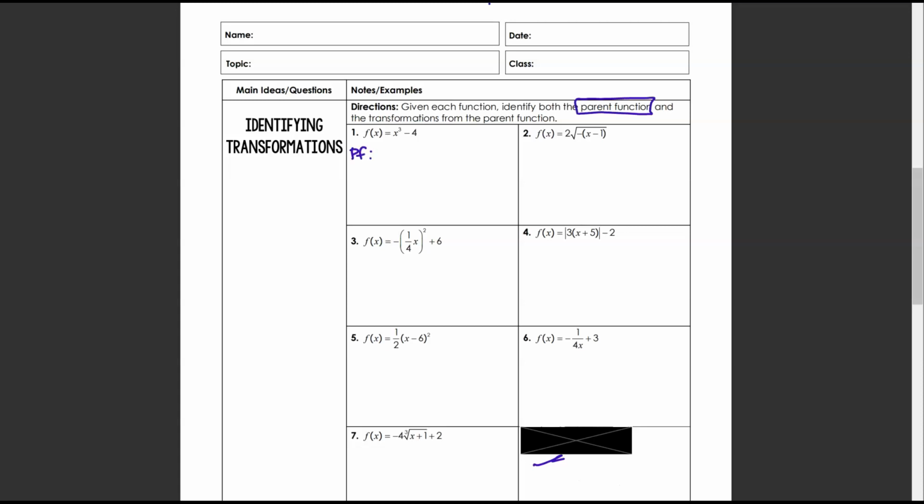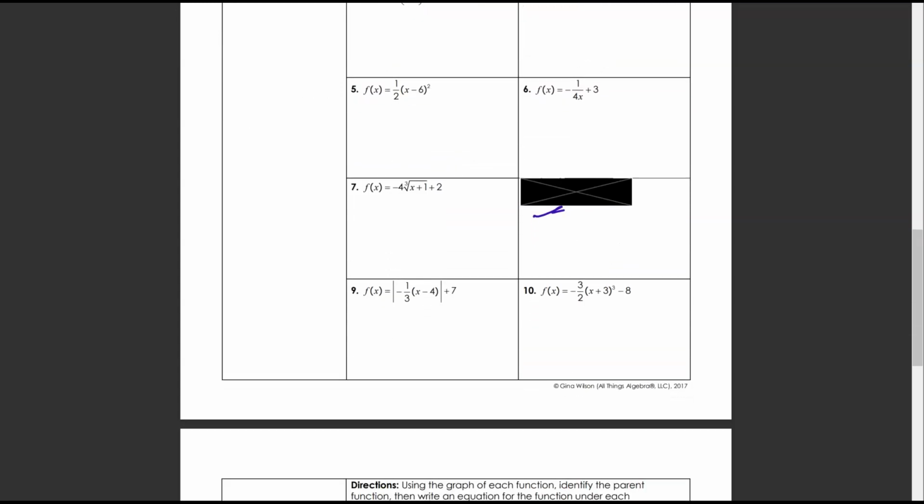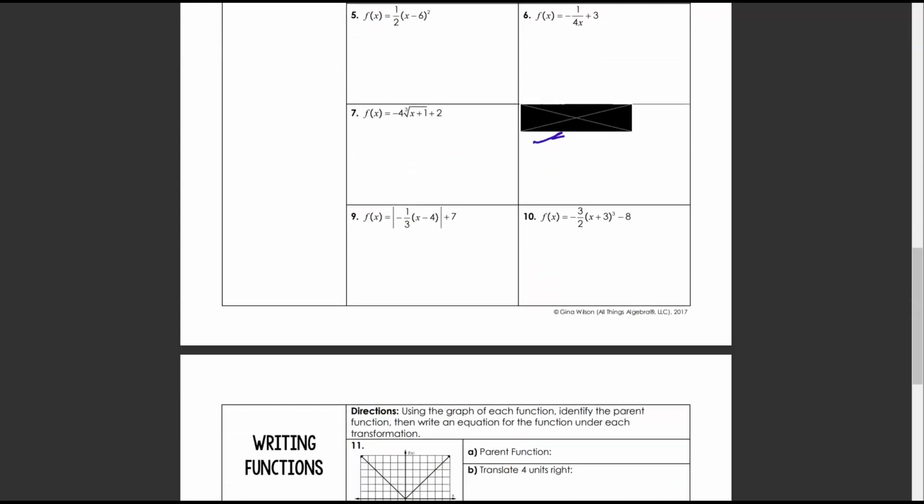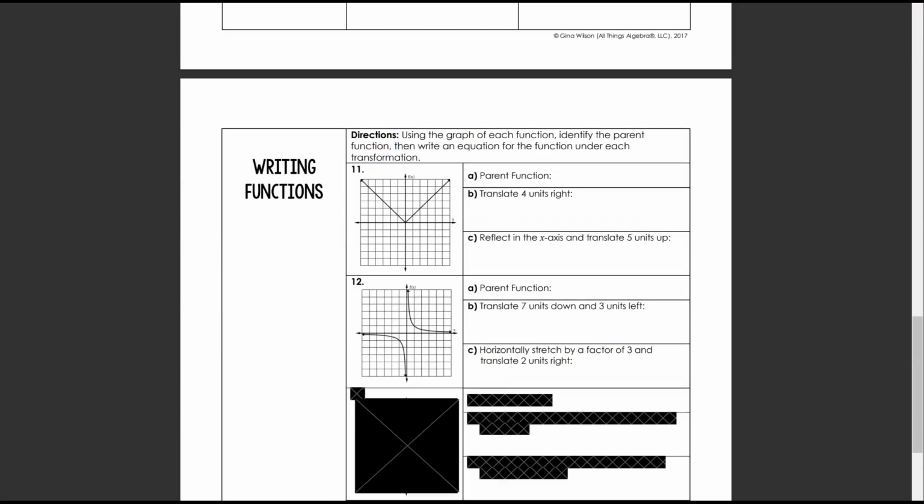So in terms of your parent function here, I hope everybody agrees that this is going to be x cubed, right? And so what we're going to do next is then talk about the transformations. So in terms of the transformations, it's going to be shift down 4 units. Okay, and that's because of this -4. So test out the rest of these as you go through this, and this should give you some more additional practice associated to the transformations.